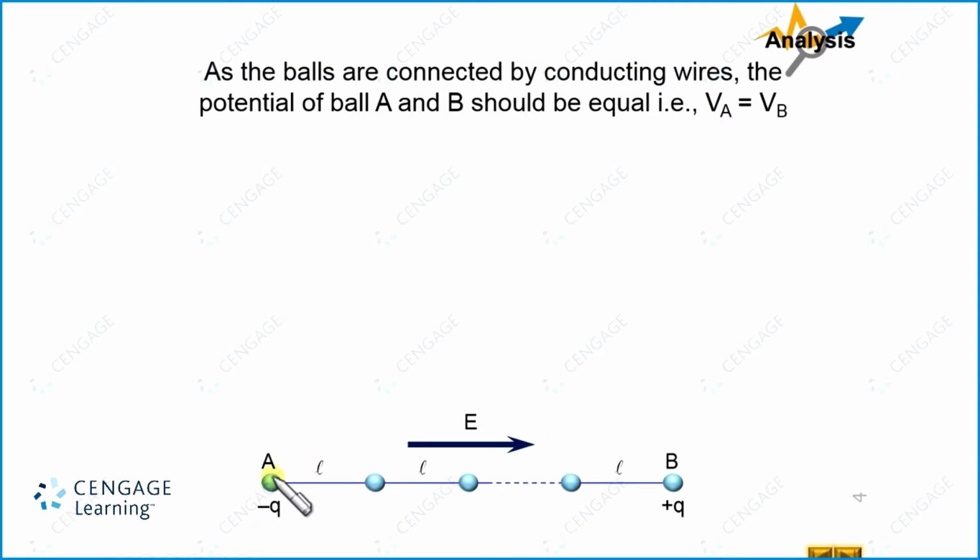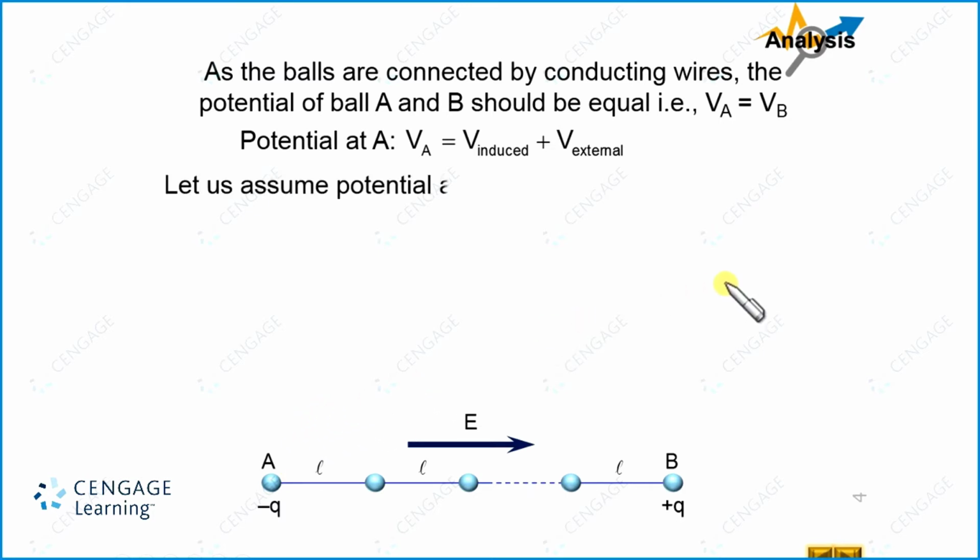So here we need to consider the potential of the electric field at this position, as it is not given. We can consider the potential of the electric field at the position of A as VEA. So we can write the potential at A equals V induced plus V external. External is the electric potential due to the electric field. As we discussed, we have assumed the potential at A is equal to VEA, and it is because of the external field.